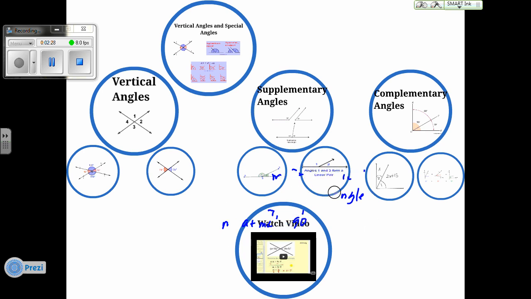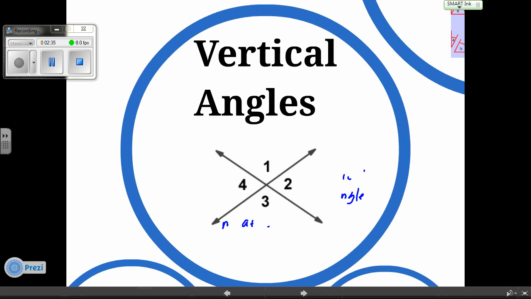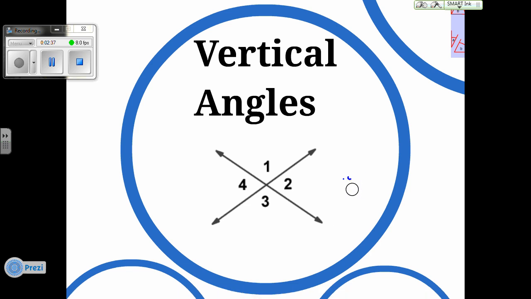And as I erase this, we're going to go into the next screen. We're going to look at this vertical angle right here. And when we look at these vertical angles here, we can see X marks the spot.